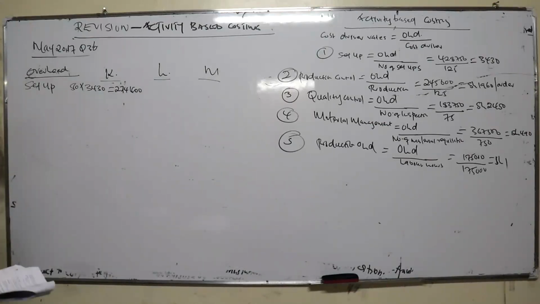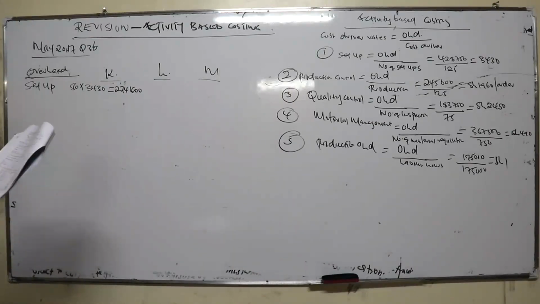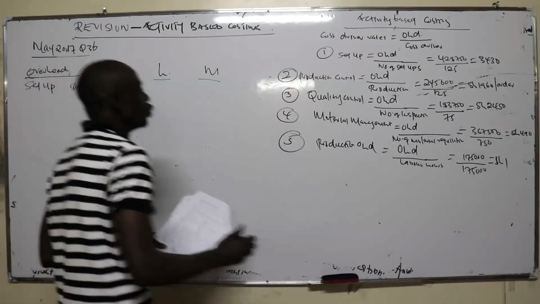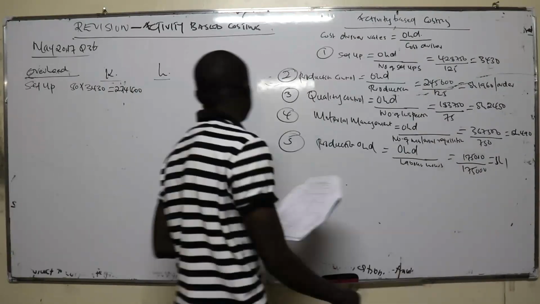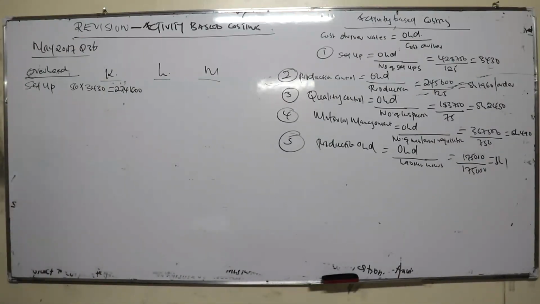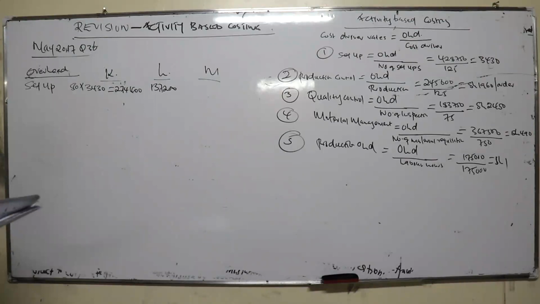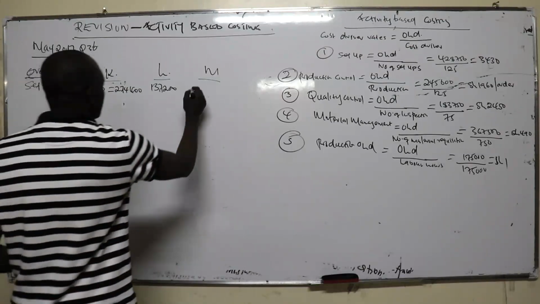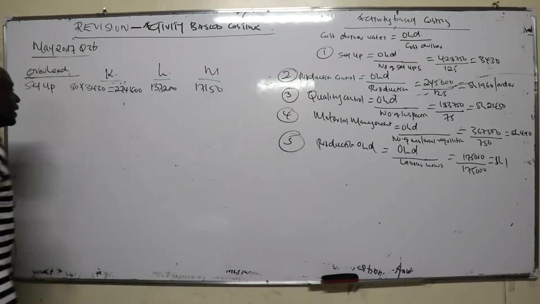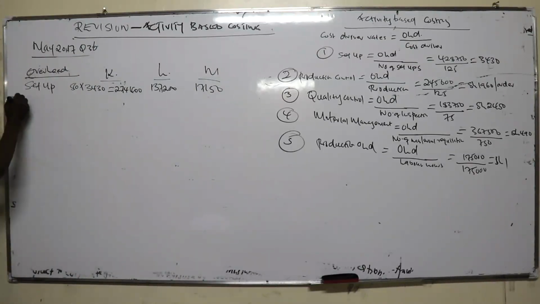Product L, we're going to multiply the number of setups, which is 40, by 3430. 40 times 3430 will give you 137,200. And then for M, you multiply 3430 times the number of setups, which is 5. That will give you 17,150. That is setup. We go to production control.